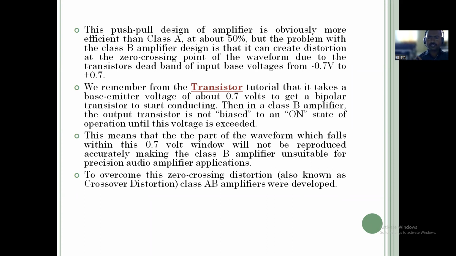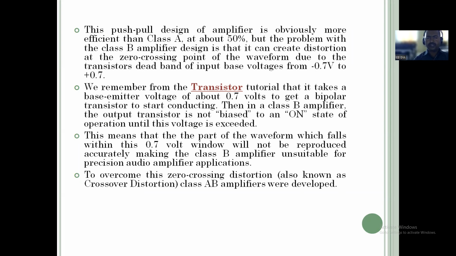This should happen in case of your class B type of configuration. Whatever the input coming across, only one transistor should work here, right? Only one transistor should work. And the problem we had with respect to class A, that is heat dissipation, is not coming across here, because it should not work for the full 360 degrees, only 50 percent, the half cycle, it should work, right?